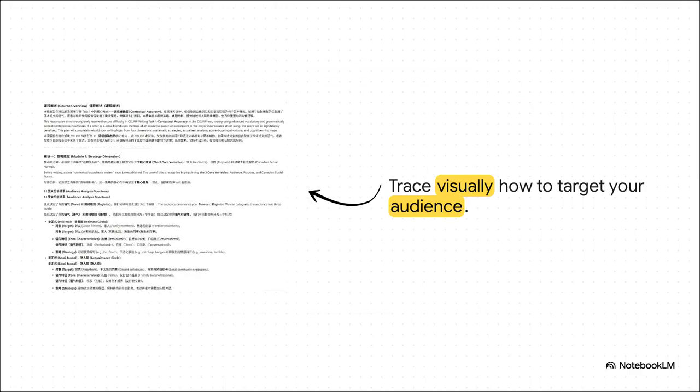Mapping this out visually, you can trace exactly how to systematically target your audience. See how the strategy dimension breaks down into those 3 target circles: intimate, acquaintance, and authority. Keeping this mental map during your exam ensures you will never use the wrong tone for the wrong person.